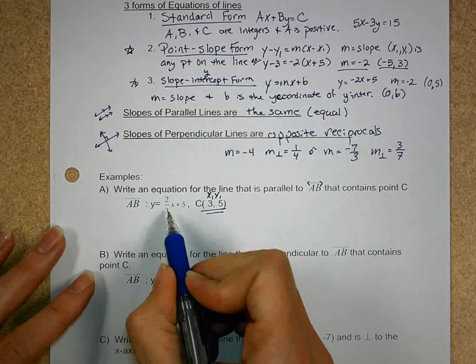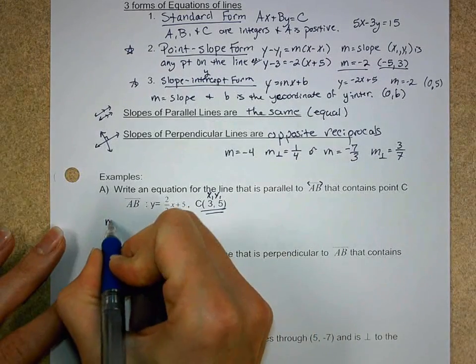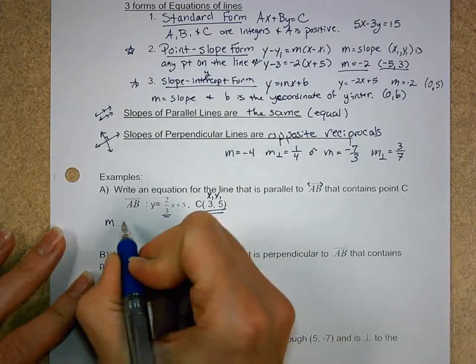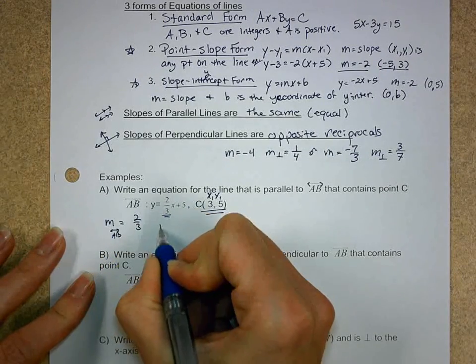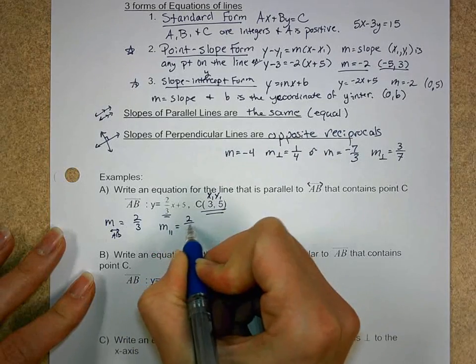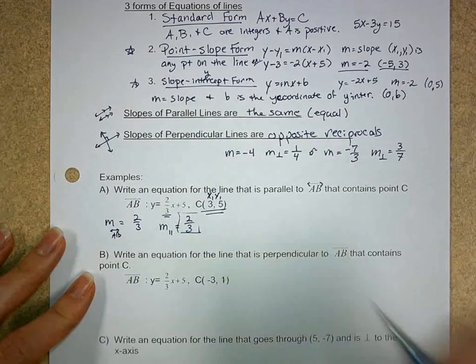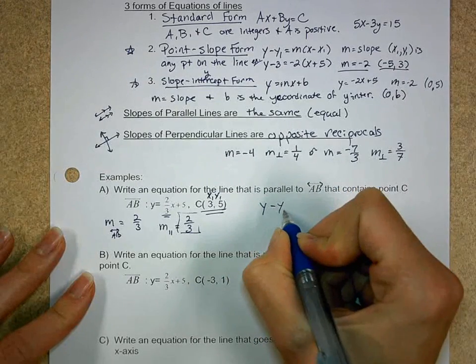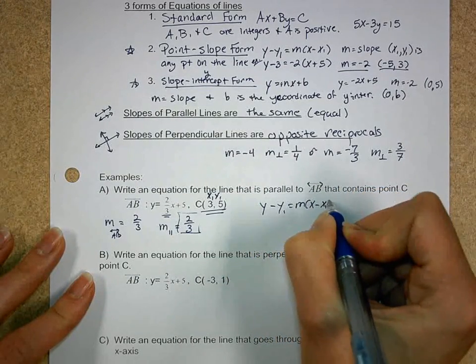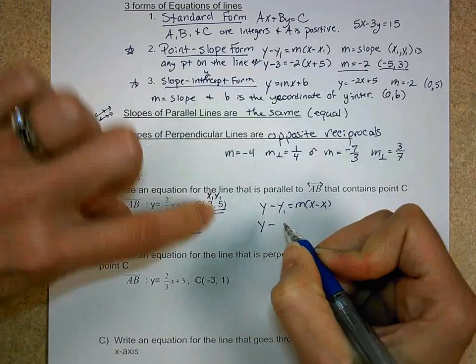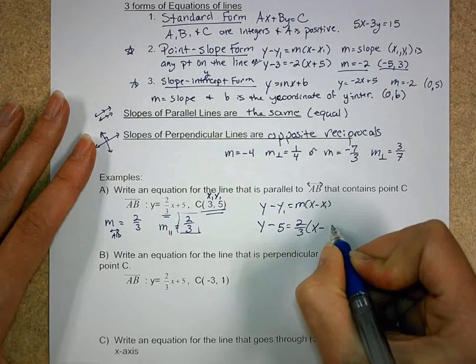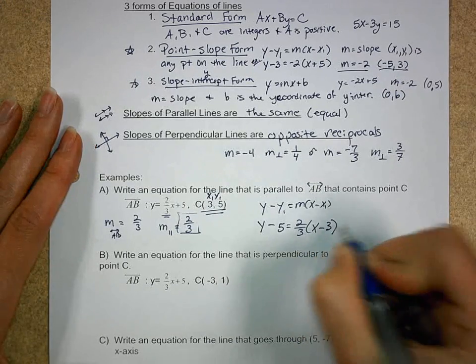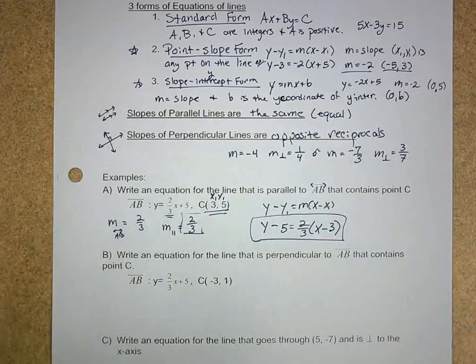So if I know the slope of line AB, I know the slope. So the slope of line AB, because it's in slope-intercept form, I'll use subscript here, is 2/3. The slope of the line parallel to it would also be 2/3. So here's my slope, here's my point. And I just plug it into point slope form. So y minus y1, which is 5, equals 2/3 times the quantity x minus 3. I didn't say to change forms or anything like that, so you just leave it in that form.